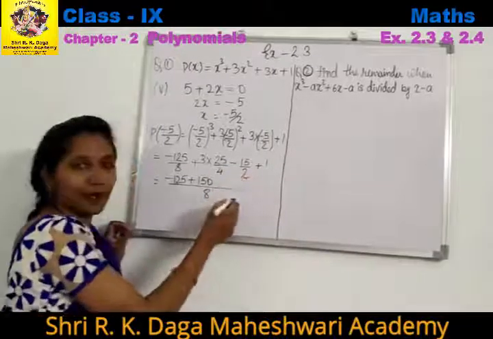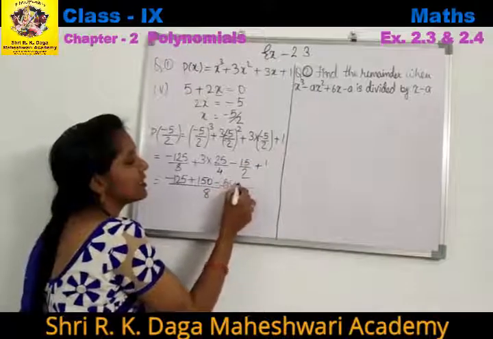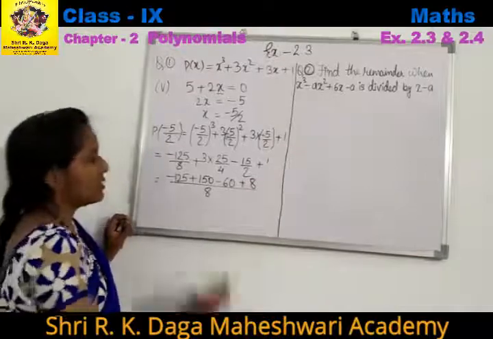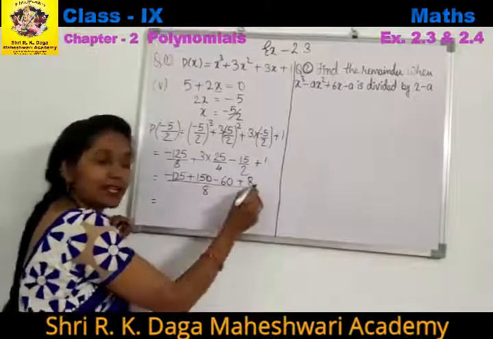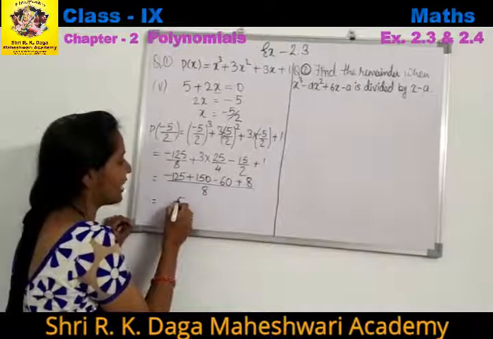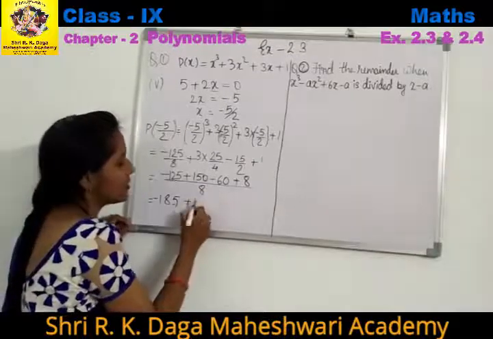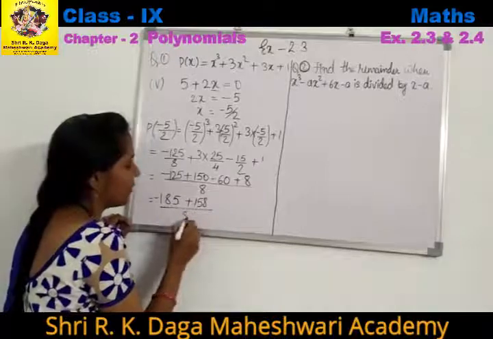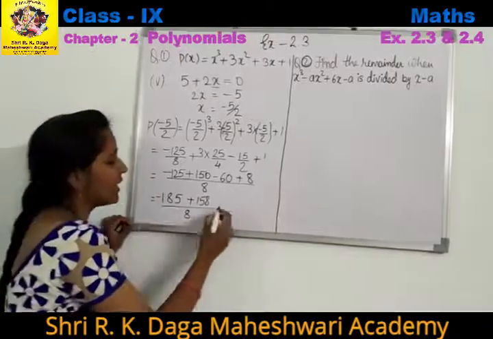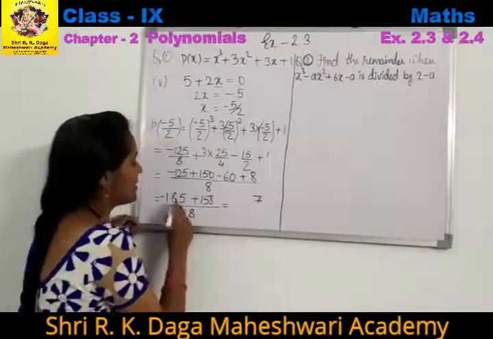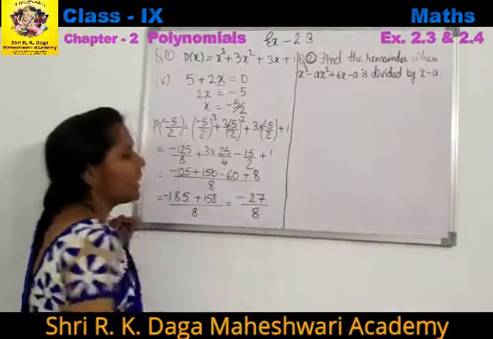Now 8 divided by 2, we get 4. 15 4s are 60 plus 8. Now when we solve these terms, minus minus will add and plus plus numbers will add. So we get 581 minus 185 plus 158 upon 8. Now we will subtract 158 from 185. So we will get 27. So minus 27 upon 8.